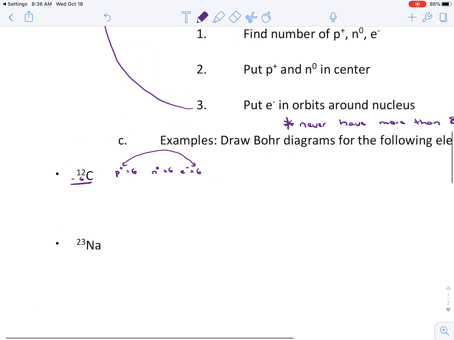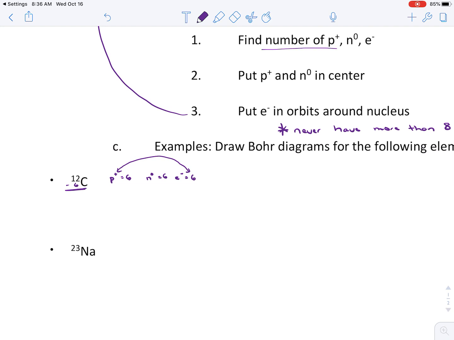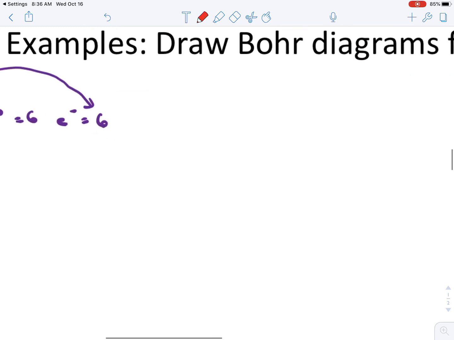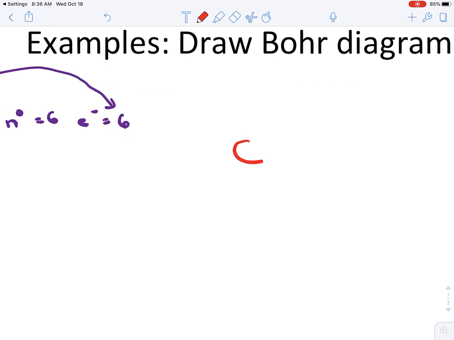Find number of protons, neutrons, and electrons. That was our step right there. Our next step says we're going to put protons and neutrons in the center. So we're going to draw a circle here, and we're going to put our protons and neutrons in the center. We've got 6 protons and 6 neutrons. Now we've got our circle of 6 protons, 6 neutrons.